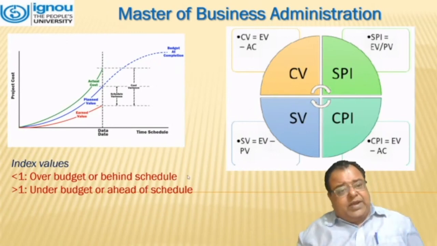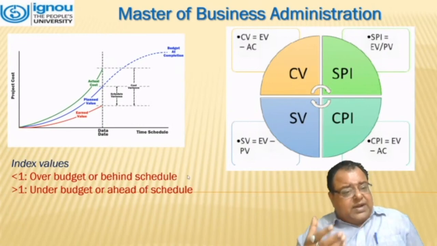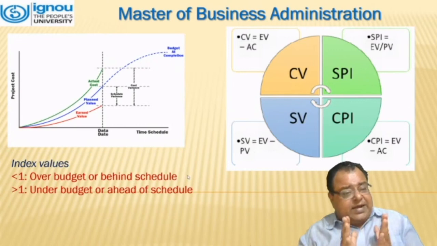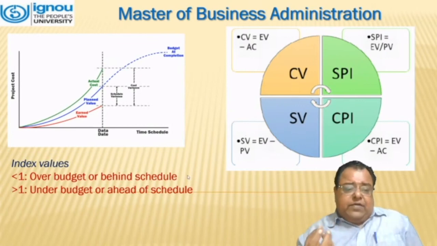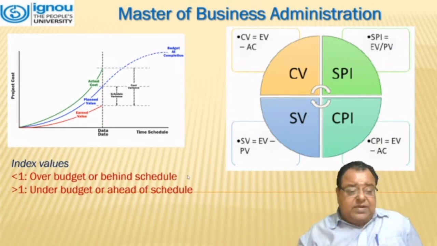And graphically, as we have earlier seen, now we are in this graph which is related to project cost and the time schedule. There are three different parts, that is the actual cost, the budget at completion, and the earned value. When we draw this diagram, we can see the differences of the cost variance, schedule variance, and the data date. Now what we conclude is, if the value is greater than 1, over budget or behind schedule, and if it is less than 1, it is under budget or ahead of schedule.